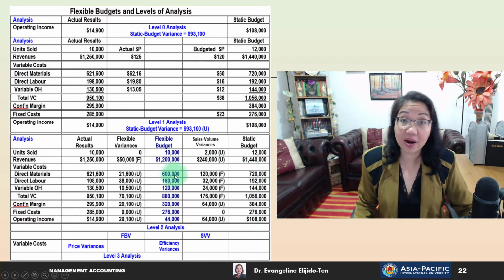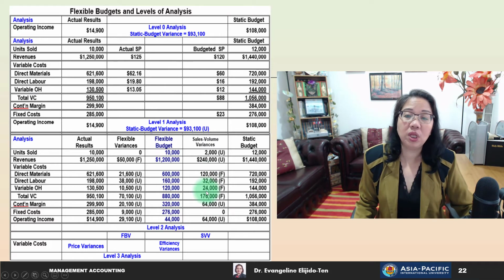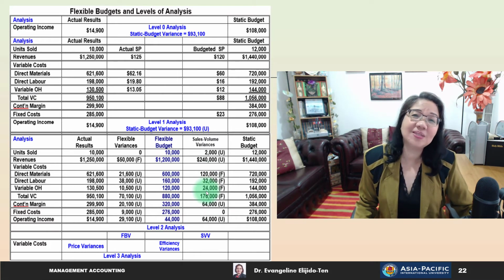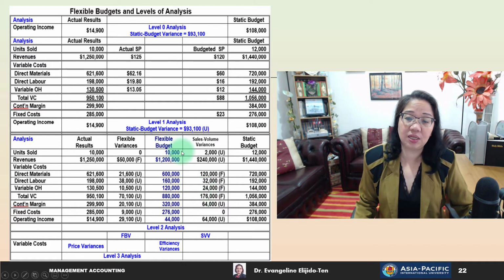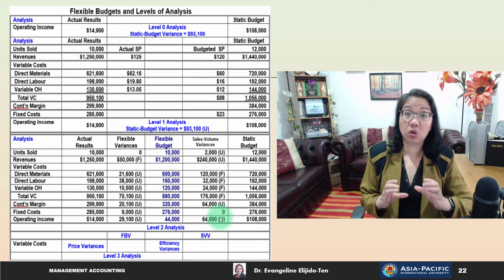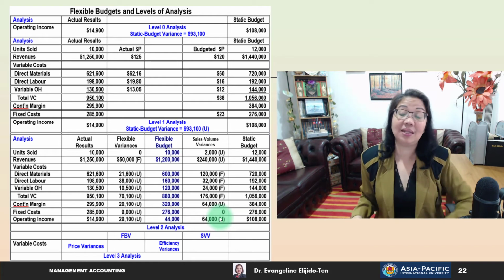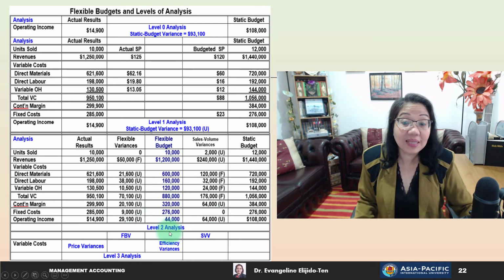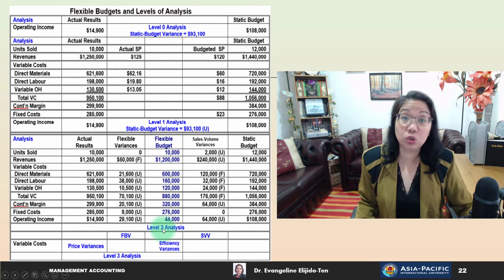For the variable costs, you can again compare the flexible budget and the static budget, and the difference, as you can see here, will mostly be favorable because our flexible budget has been adjusted to the actual volume of 10,000 units. But for the fixed cost, you would expect that the sales volume variance for fixed cost will always be zero, because when you flex the budget, the fixed cost will remain the same as in the static budget. So that is what we refer to as level 2 analysis.